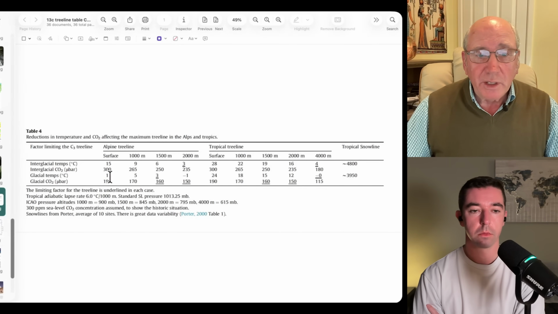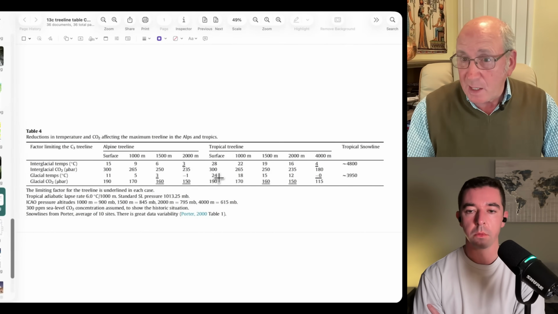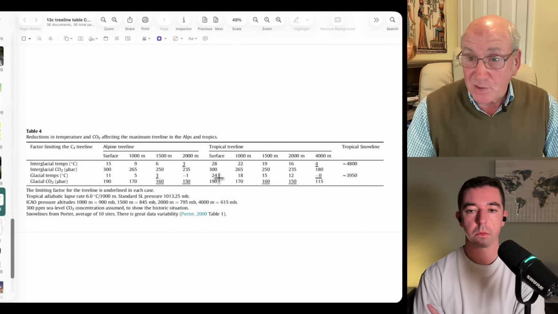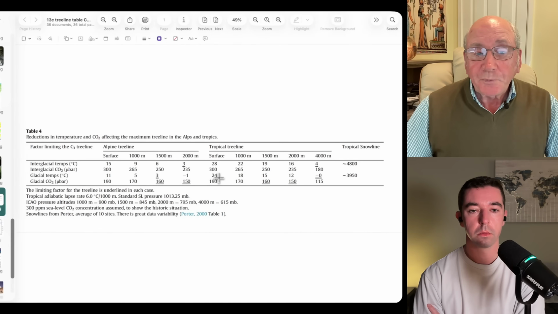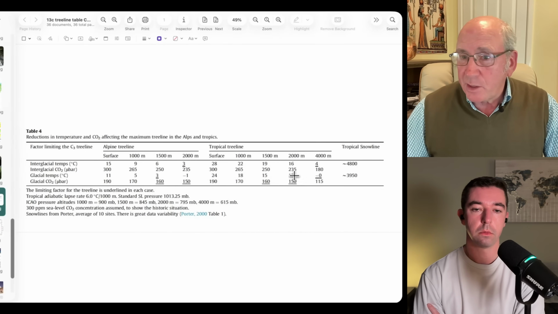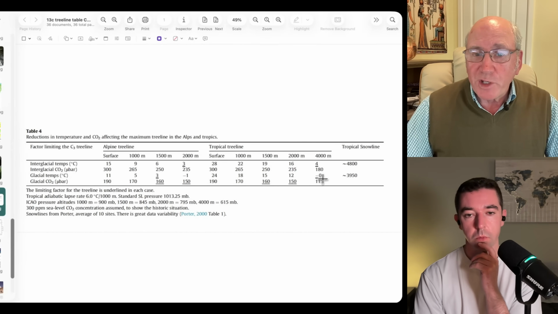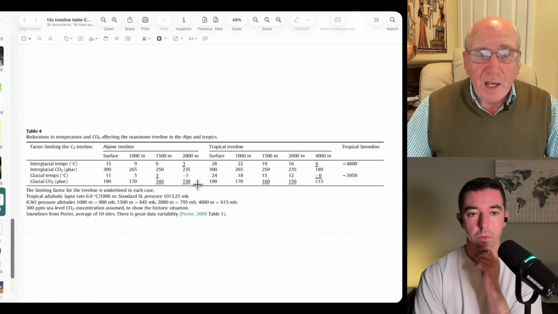Now, glacial is this line. So glacial temperature, I've put it 4 degrees cooler in the tropics. That's probably excessive. It probably wasn't that bad. So 24 degrees instead of 28. And then this is the reduction in temperature using the standard 6 degrees per 1,000 meters, all the way down to freezing point at 4,000 meters.